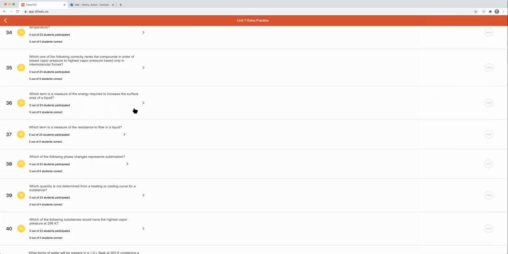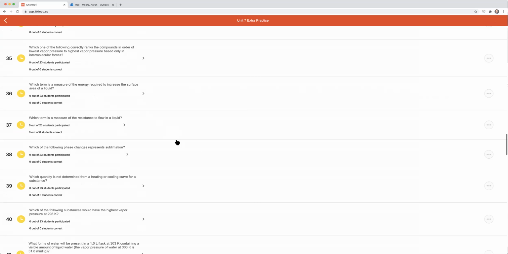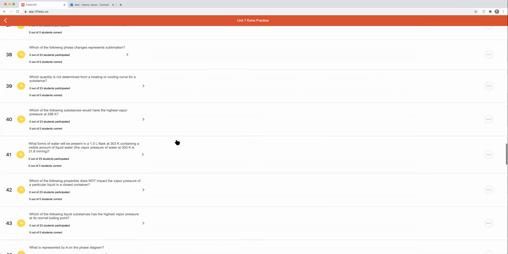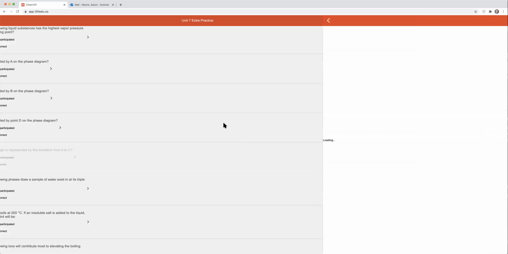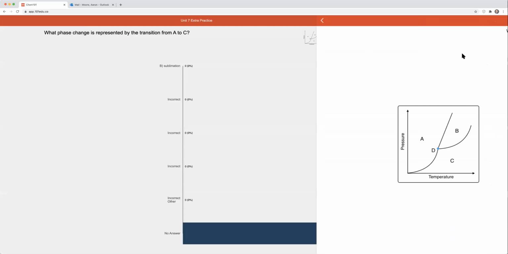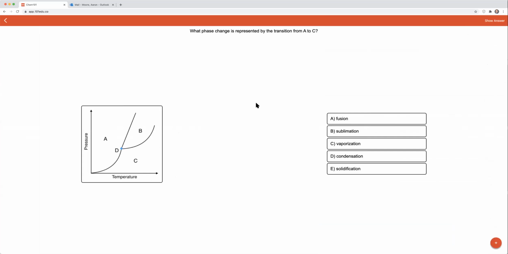All right, how are we doing on time? We're doing okay. I think I've only got one more left that I wanted to go over, so let's just go ahead and do it. That was 39. The last one I want to do is 47. This is one of those phase diagrams that I was telling you about. So let's answer this question. It says, what phase change is represented by the transition from region A to region C? So we're going from region A, which is anywhere in here, to region C, which is anywhere in here.